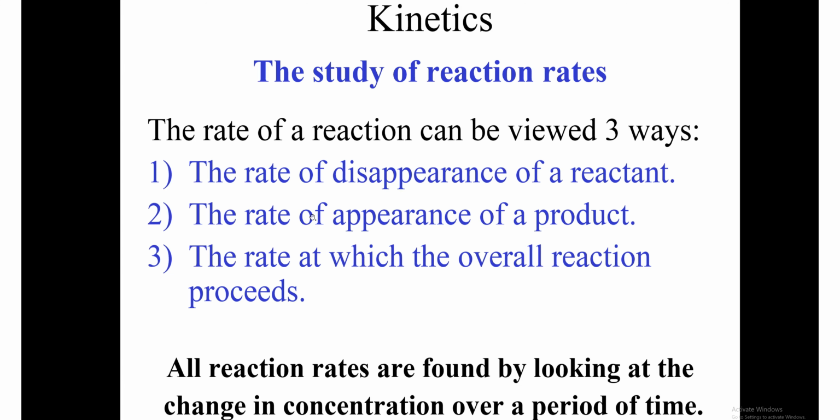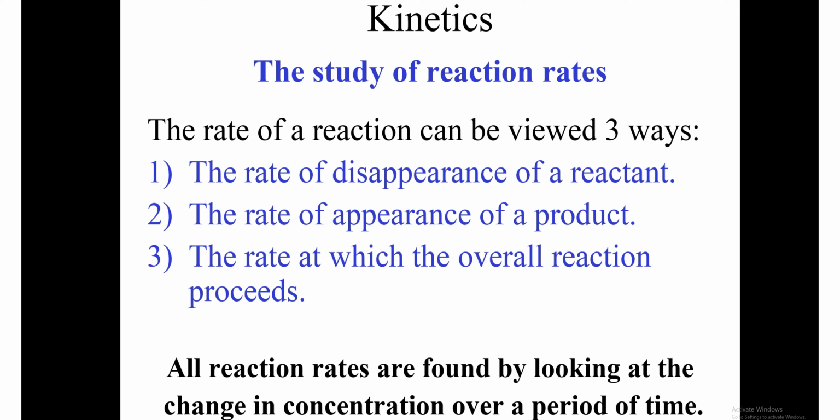In kinetics, what we do is we try to find out how fast reactions are going to occur. The rate of reaction for any chemical reaction usually has a couple of characteristics. The first is that the rate of disappearance of a reactant can be measured. If you think about a reaction with a product and a reactant, how fast are those reactants being used? I can actually measure that rate.